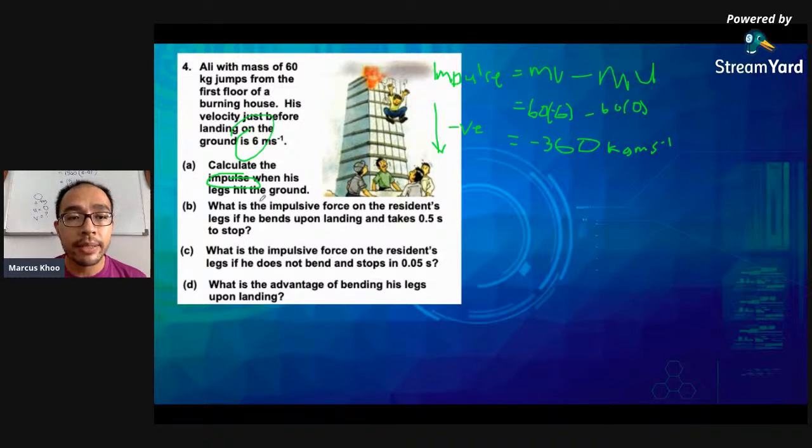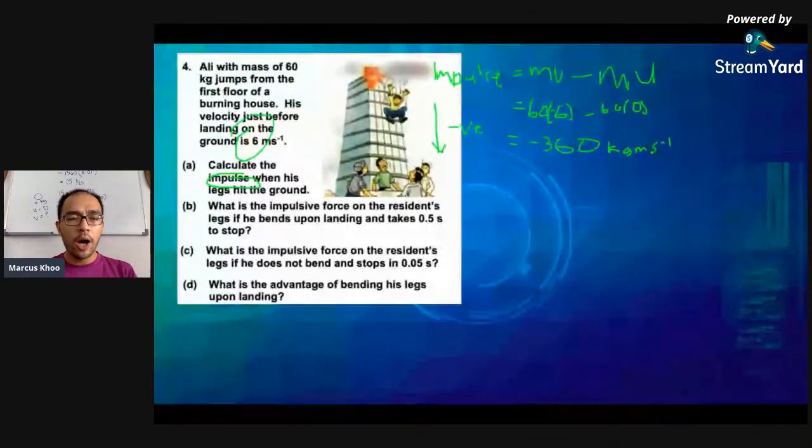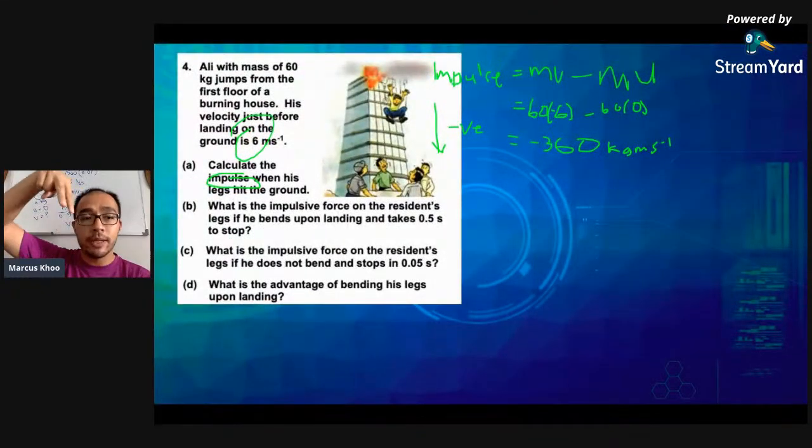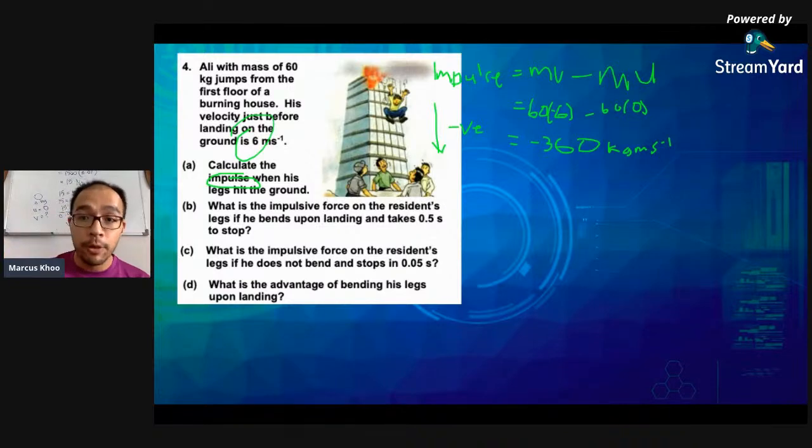So what is the impulsive force on the resident's legs if he bends upon landing and takes 0.5 seconds to stop? I'm going to stop here and I don't know how I'm going to demonstrate this to you. So for example, if you're going to jump off the building, let's say this is the floor. When you land, and even in gymnastics, we see people doing this. There are two ways to land.